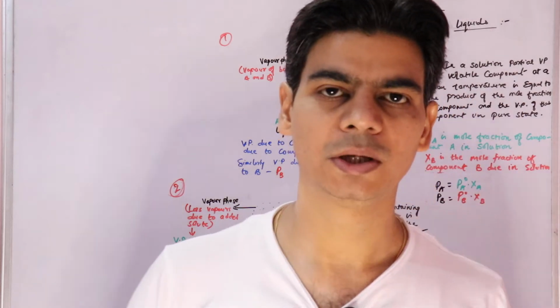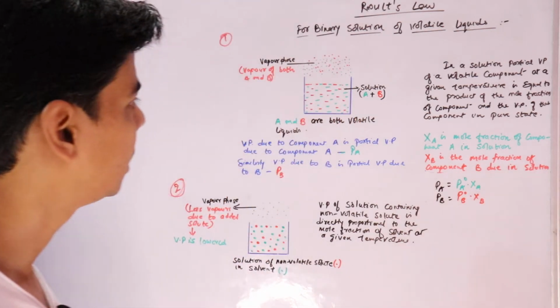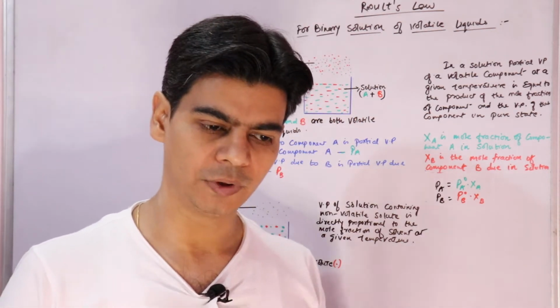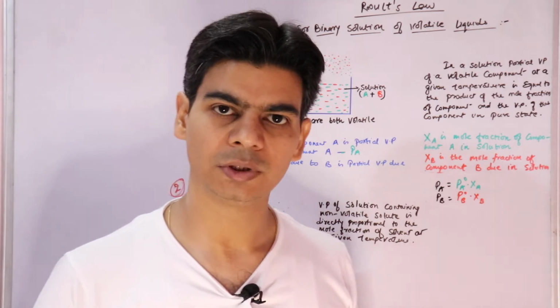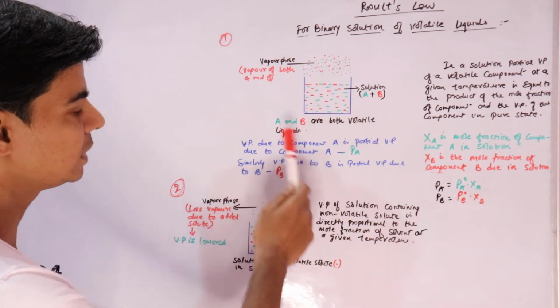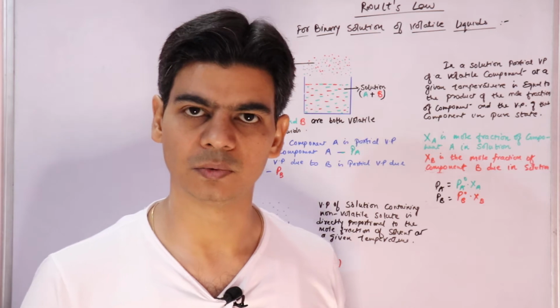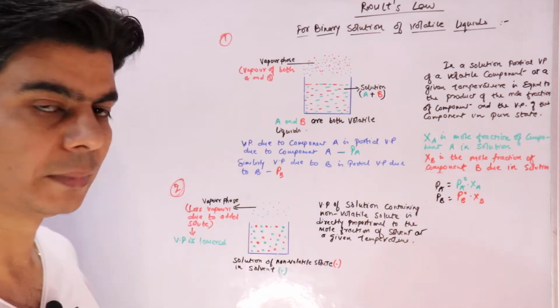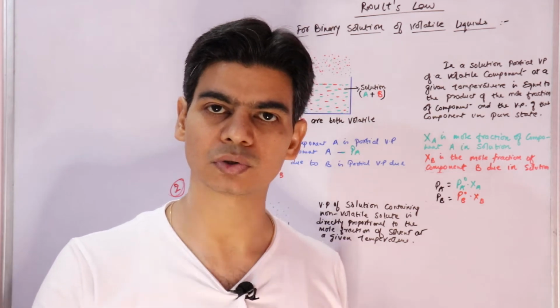Hi, in this video lecture we will go through Raoult's law of vapor pressure. Raoult studied the vapor pressure of binary solutions. There are two cases of binary solution that we will go through. The first case is when the binary solution consists of two volatile liquids, and the second is when the binary solution consists of a non-volatile solute in a solvent.